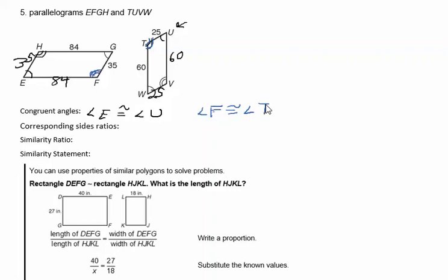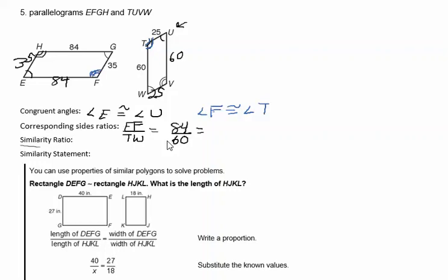And then the corresponding sides, let's start with EF, and then pick a corresponding side to EF. So you can see that that's the long side of the parallelogram, and I'll say that that is corresponding to TW. They're not congruent, but they correspond. And let's fill in those numbers so that then we'll know what the similarity ratio is. So EF is 84 and TW is 60. And if you simplify this, you'll get the similarity ratio. And you should find that the similarity ratio is the same as you do the other corresponding sides.